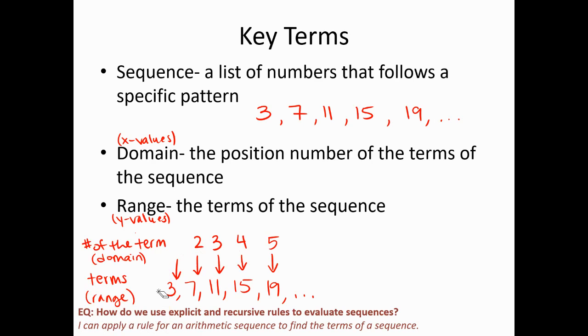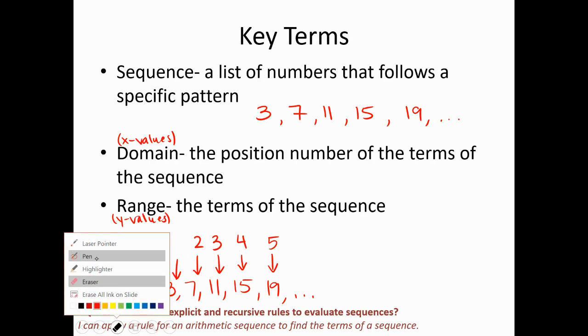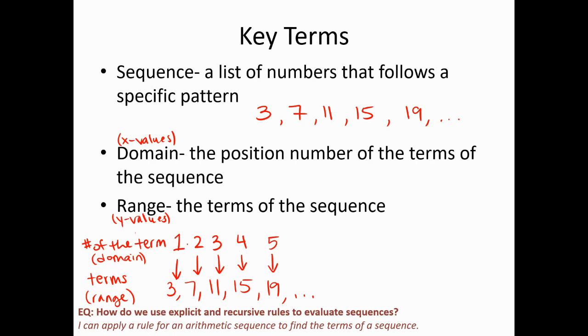So there's kind of two sets of numbers going on. The domain, we're talking about which term in the sequence. Is it the first one, the second one, the third one, and so forth? And the range is the actual sequence. So hopefully that kind of helps clarify. Let's continue forward.